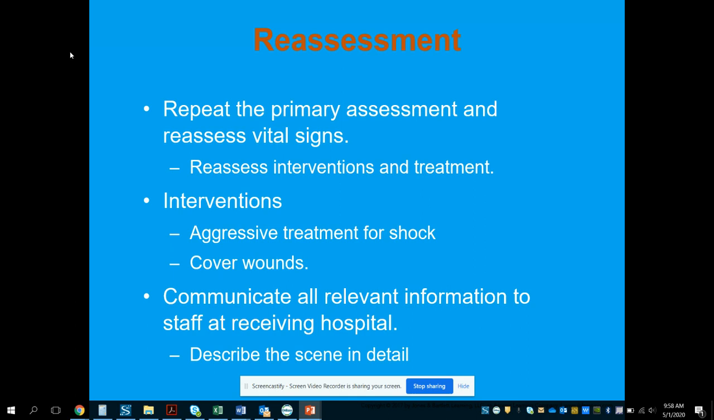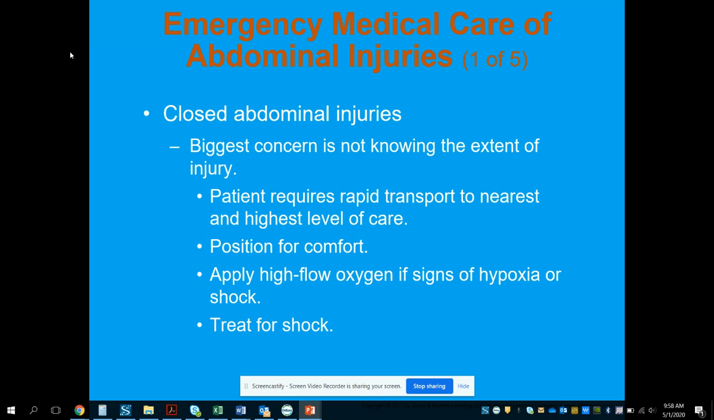If it's bleeding, if it is a full evisceration, what do we need to do? And we need to give relevant information to the receiving hospital and describe the scene, describe the vehicle, describe how the patient was injured, describe the wounds that you see. Give them that information so that they're prepared for your arrival.